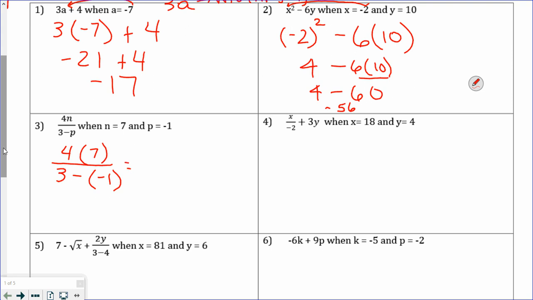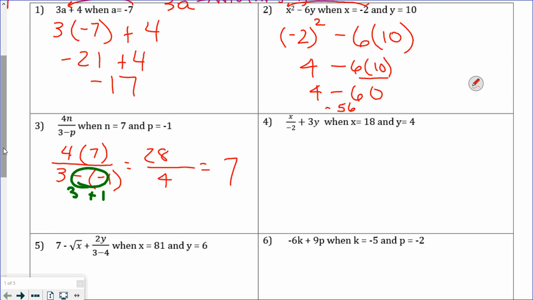Okay, so now we'll use order of operations to simplify. 4 times 7, that's 28. And 3 minus -1. Remember, when we have 2 negatives, subtracting a negative, it actually turns into a positive. So it's actually 3 plus 1, which is 4. 28 divided by 4 would give me 7.